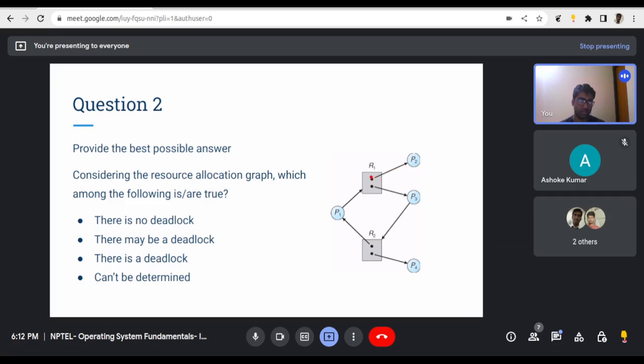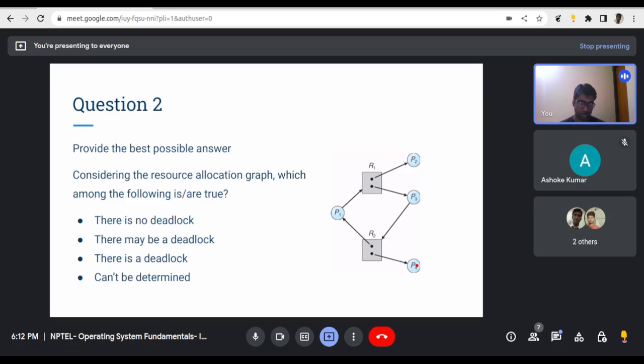Then one instance of this resource is free. P1 requires one instance of R1. It was waiting for one, so this instance of the resource R1 is free, so it can use that, and it already has one instance of resource R2. It thus has all the requirements satisfied, and it can go on till completion, right?